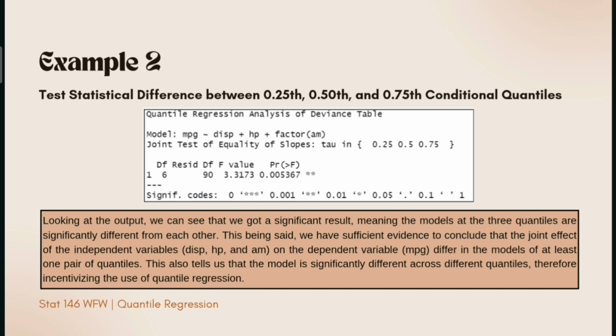This being said, we have sufficient evidence to conclude that the joint effect of the independent variables on the dependent variable differ in the models of at least one pair of quantiles. This also tells us that the model is significantly different across different quantiles, therefore incentivizing the use of quantile regression.